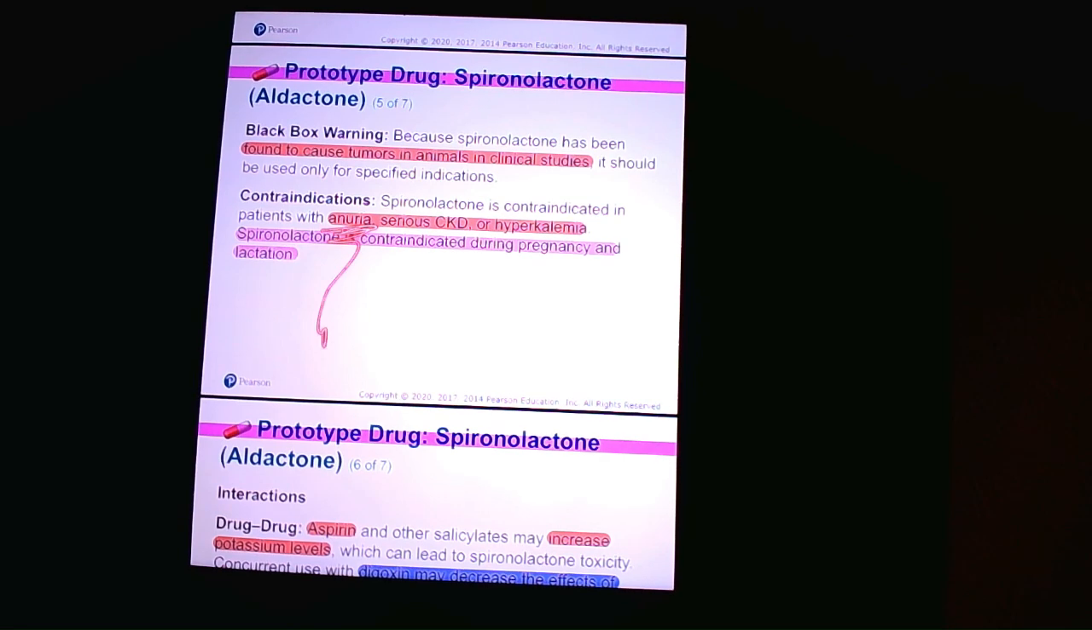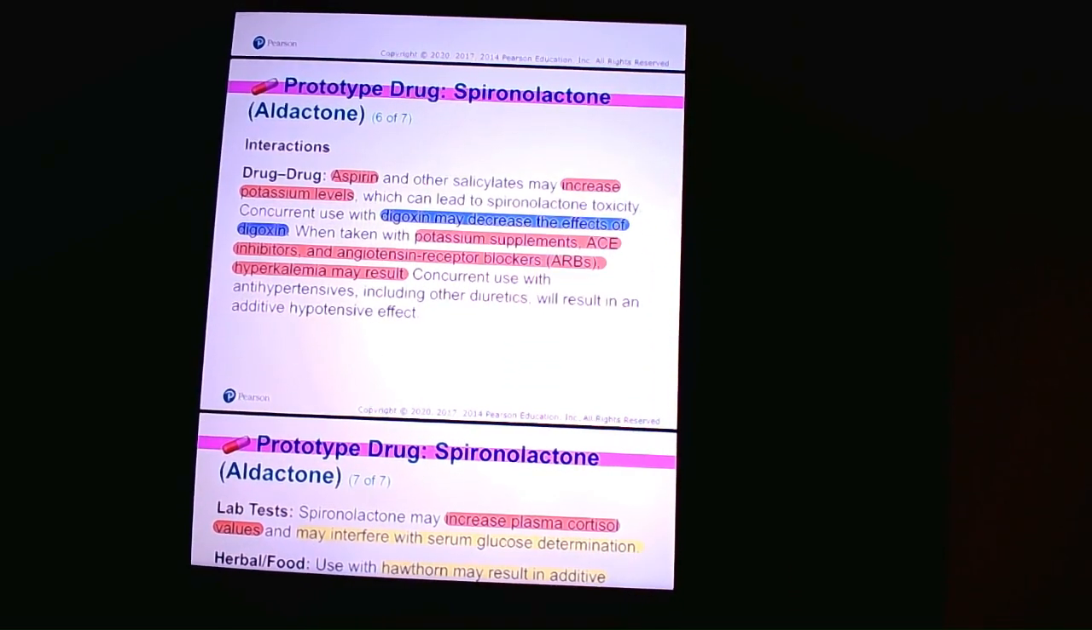There's anuria again, serious CKD, which is also pointing to anuria, right? Hyperkalemia, obviously. If the patient has high levels of potassium, would you give something that's going to hang on to their potassium? No. And then it's contraindicated for pregnancy and lactation. So, for the most part, it seems like all these diuretics are really not for pregnant women. They're really not. Drug-drug interactions. Aspirin can increase potassium levels. Digoxin will decrease the effects of digoxin, right?